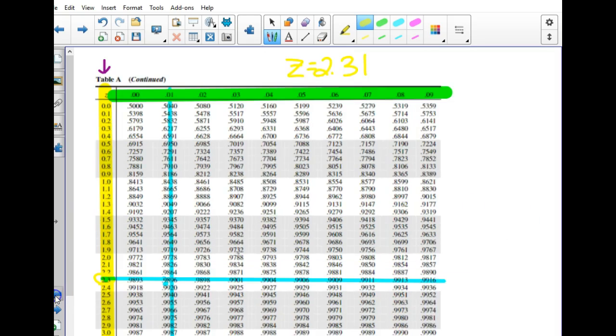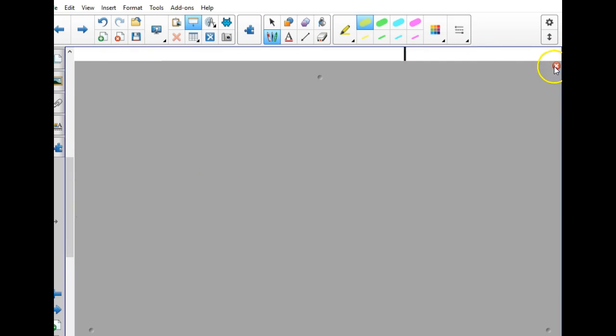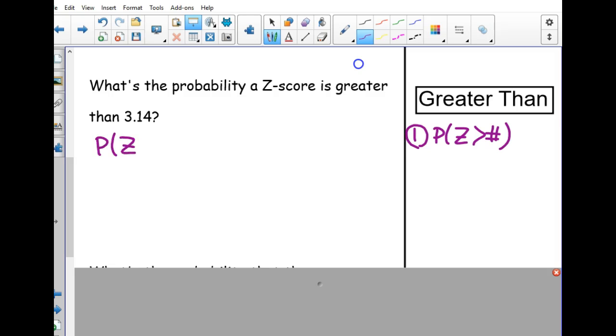Next, you'll encounter a greater than. We're only going to do one of these. I only did the last one on your own because Eric stopped in and he needed some assistance quick. What's the probability a z-score is greater than 3.14? So again, I'm going to write it down as a probability statement. But this time I'm going to put the probability that z is greater than the number. The probability that z is greater than 3.14.